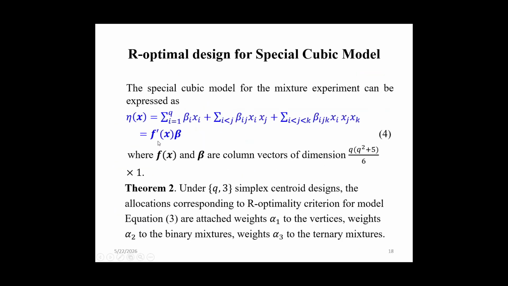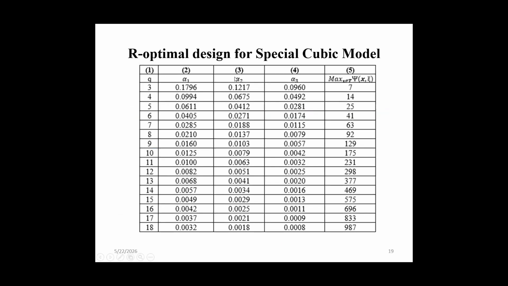In this case, we have proved that the Q3 simplex centroid design is an R-optimal design for this particular model. Here we are assigning the weights alpha 1, alpha 2 and alpha 3 to the vertices, binary mixtures and ternary mixtures. In the paper we have derived these values for different values of q from 3 to 18, and we have also proved the equivalence theorem.